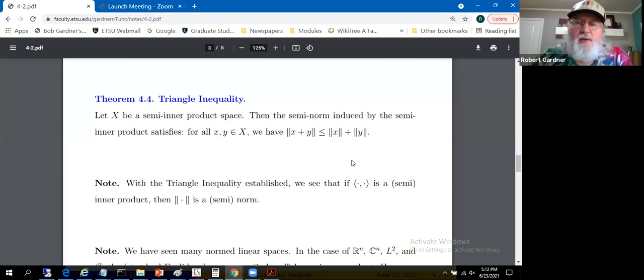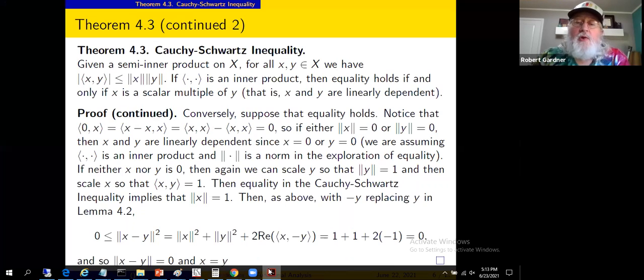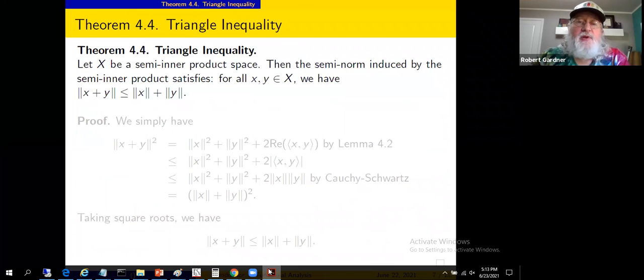But we're interested in Hilbert spaces. We want to make sure at this stage that the semi-norm induced by the semi-inner product really is a semi-norm, that in particular it satisfies the triangle inequality. And it does, and the proof, with all the stuff we know, is pretty easy.